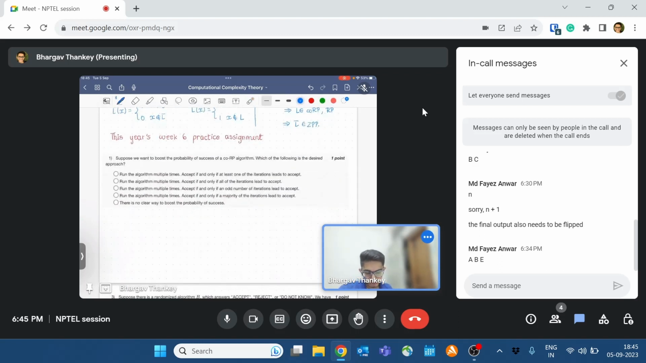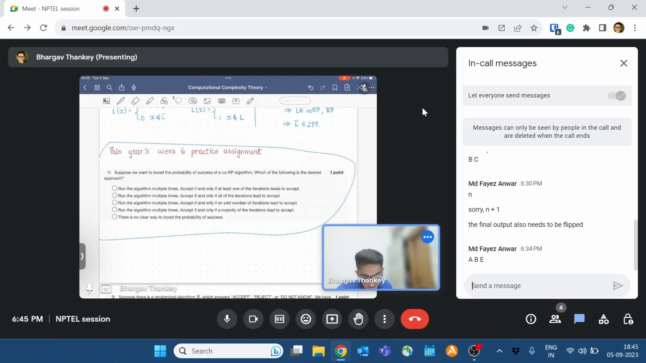So the next problem is, suppose we want to boost the probability of success of a co-RP algorithm. Which of the following is the desired approach? Option A: run the algorithm multiple times, accept if and only if at least one of the iterations leads to accept. Option B: run the algorithm multiple times, accept if and only if all of the iterations lead to accept. Option C: accept if and only if an odd number of iterations lead to accept. Option D: accept if and only if a majority leads to accept. And there is no clear way to boost the probability of success. So, which of these is correct?